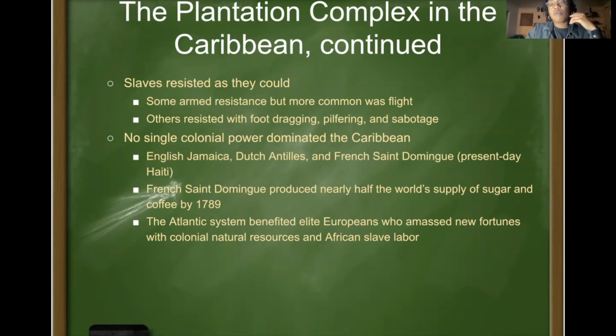Okay, anyway, the Atlantic system benefited from elite Europeans who amassed new fortunes with colonial natural resources and African slave labor. So once again, this Atlantic system, going across the Atlantic Ocean, leaving Europe, going into Africa, leaving Africa with slaves, going into North America, and then from North America, taking the exports and bringing those back into Europe and taking that money, putting it back into Africa, and just kind of going in that circle. So that triangle trade is going to truly enrich the European nations, and really, unfortunately, move a lot of enslaved people's labor from Africa into the Americas.